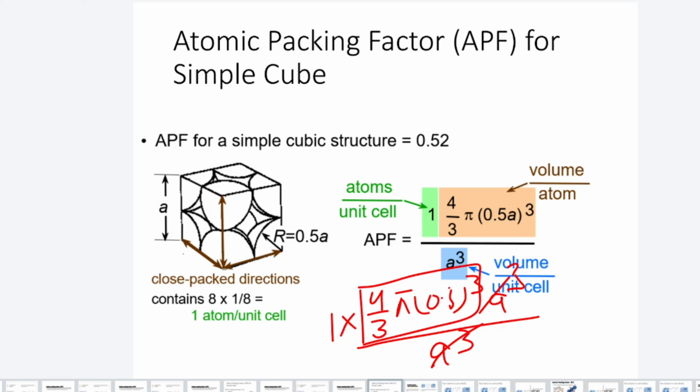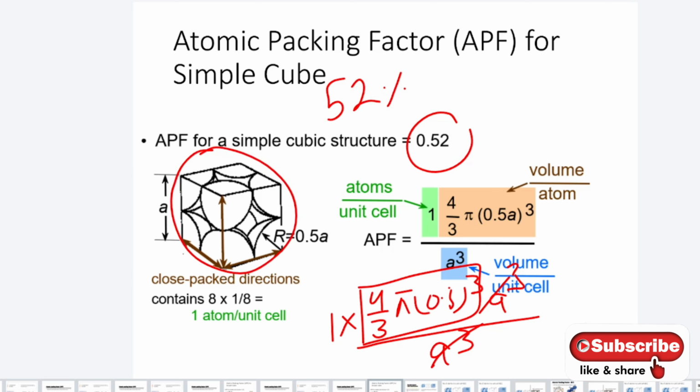0.52, very good. So we are getting 0.52. Now what does it mean? It means that 0.52 is the atomic packing factor of the simple cubic structure. So what does this 0.52 represent? It represents that 52% of the space in the simple cubic cell is occupied by the atoms.